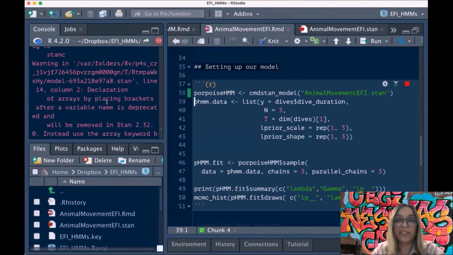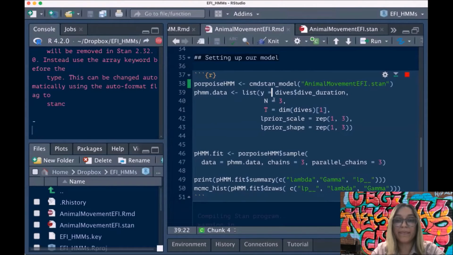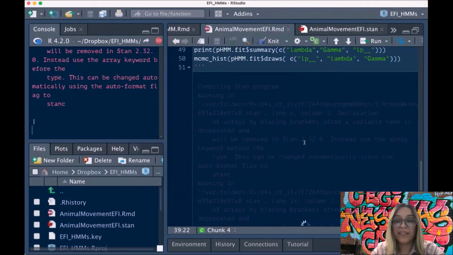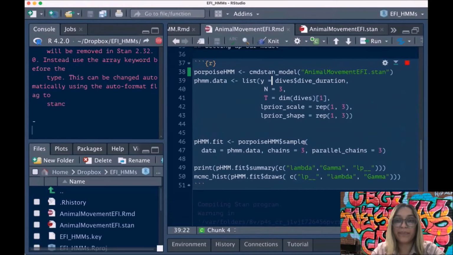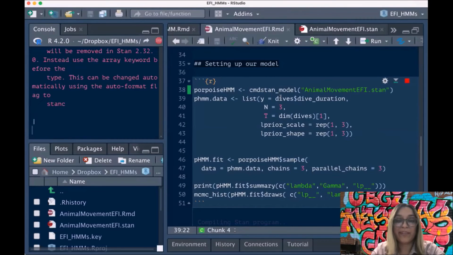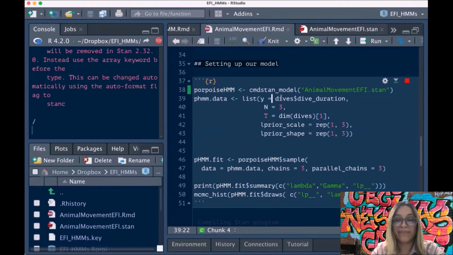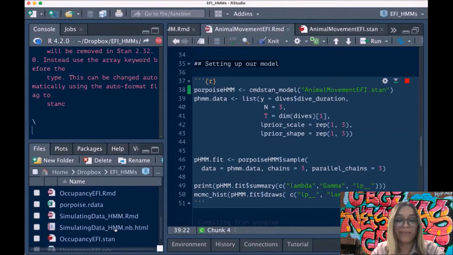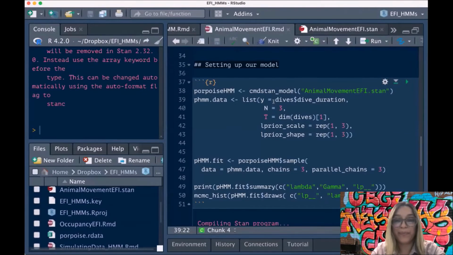And it's going to give you all these different warnings. It's okay. So right now it's compiling, and it shouldn't take too long. Or maybe I jinxed myself by saying it shouldn't take too long. There we go. Whew.